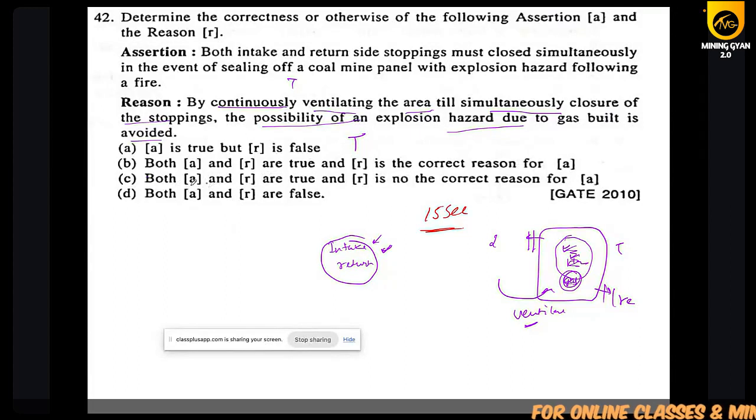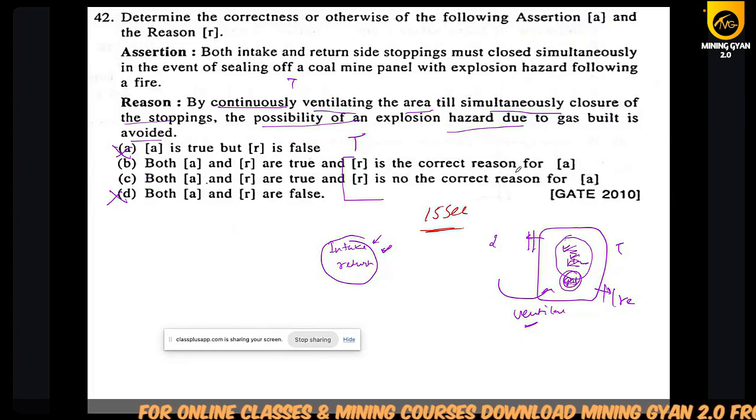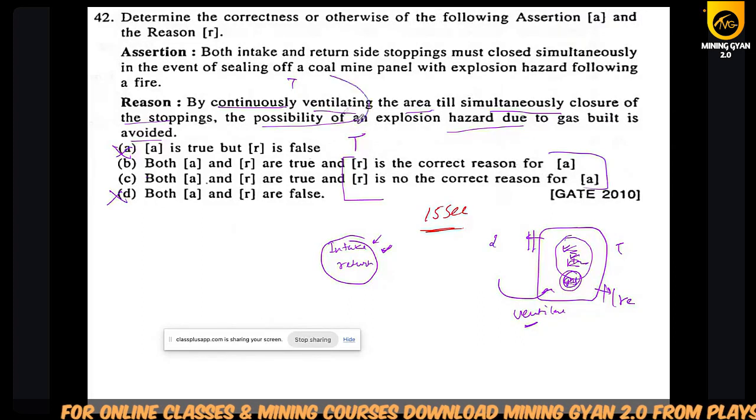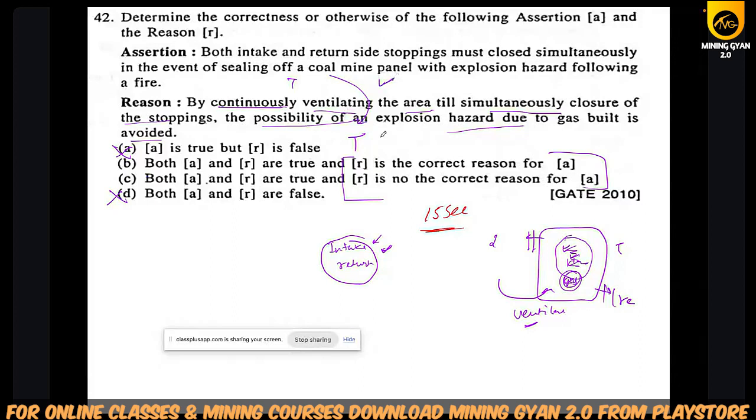So both A and R true. Both, so A and R will not be your answer. Now, R is the correct reason of the A, or R is not correct. This is the process. It is not a reason. You do this first and then do. This is stage one, then you do stage two.